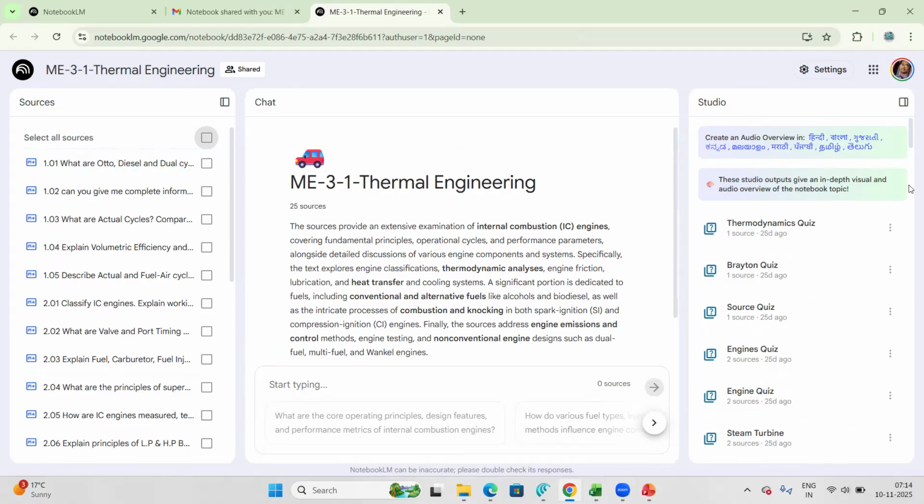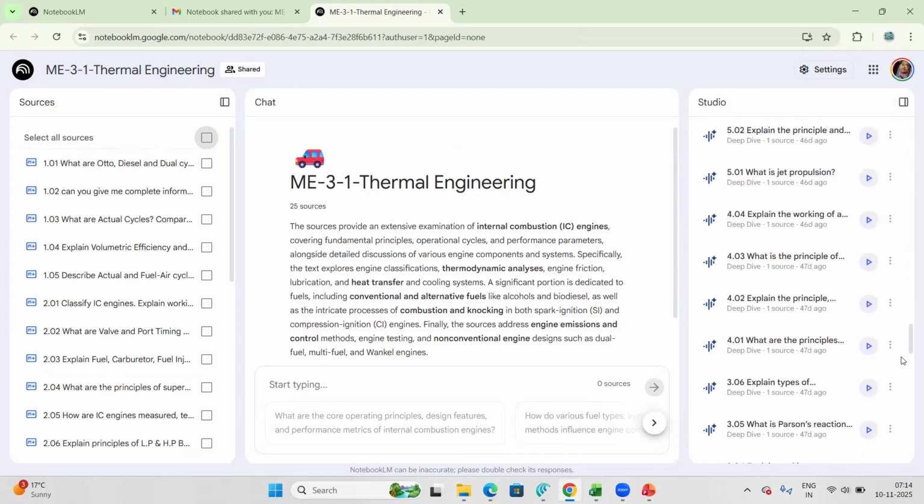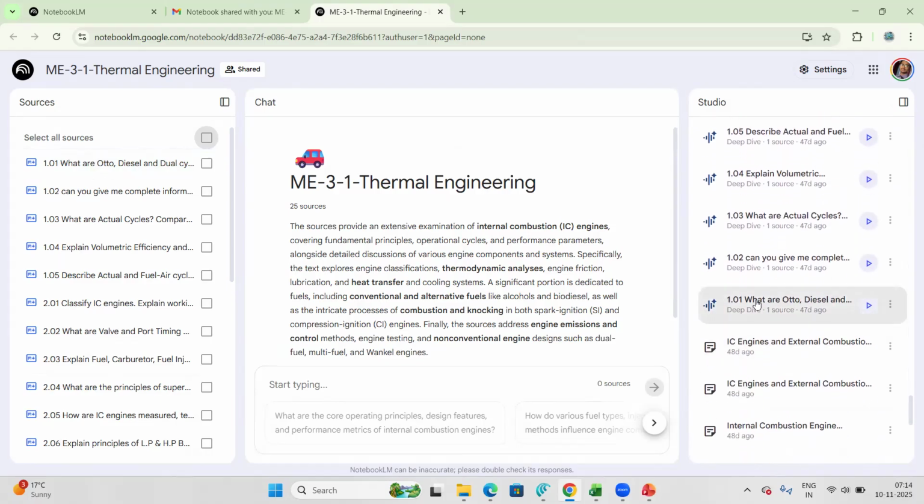First, come to the studio section. Here you can have an audio: Otto, diesel, and dual cycles. You can hear this audio.